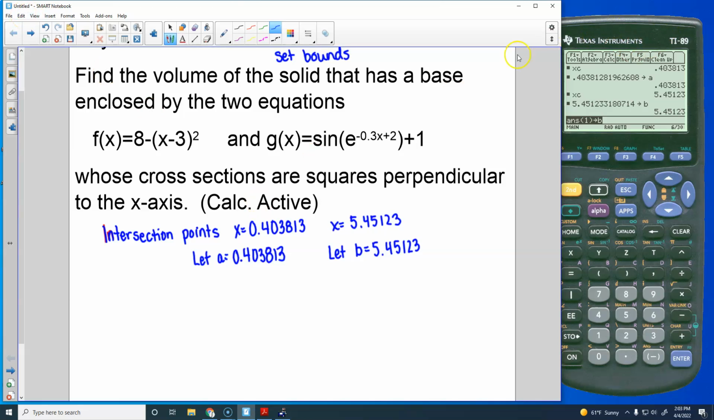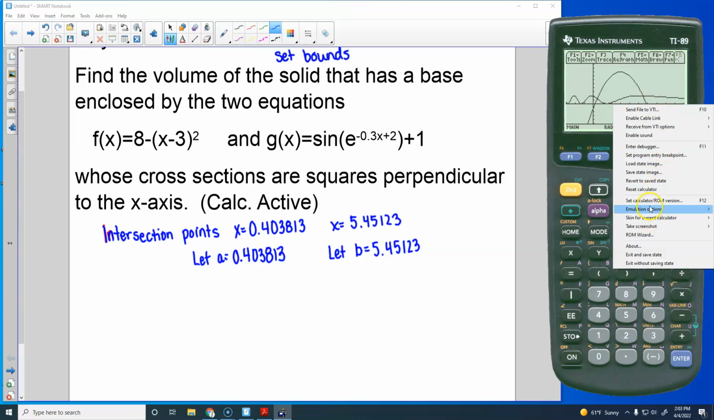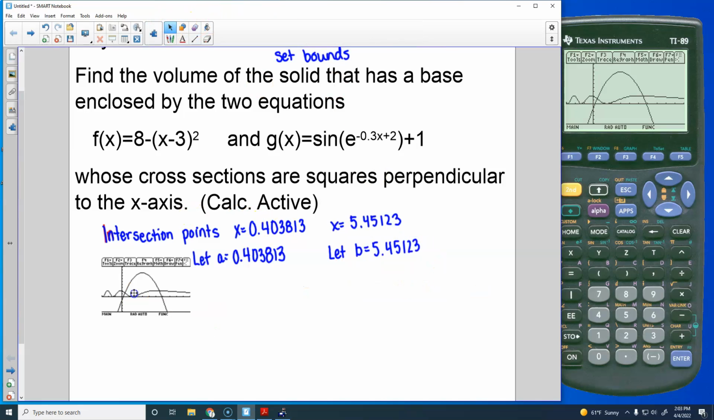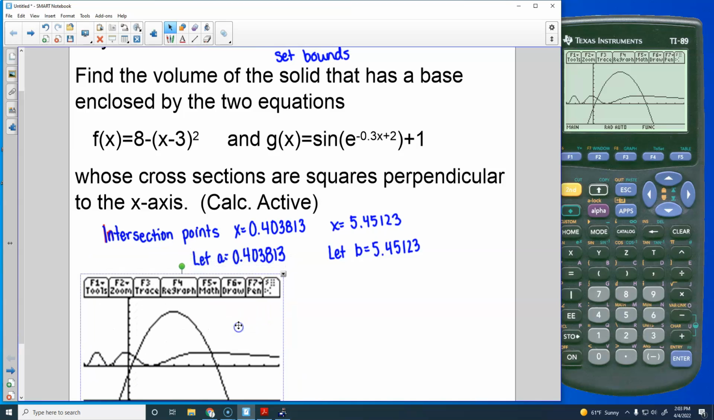Okay. Alright, so let's go back and look at this graph for a second. So we're talking about this area here. Does it let me screenshot this? Yes. Alright, so you guys can't do that. No, I actually can't.